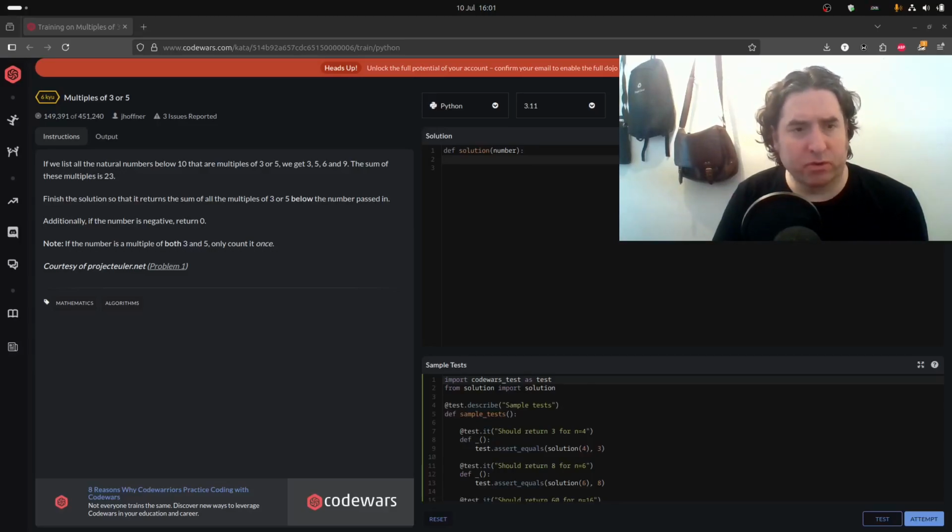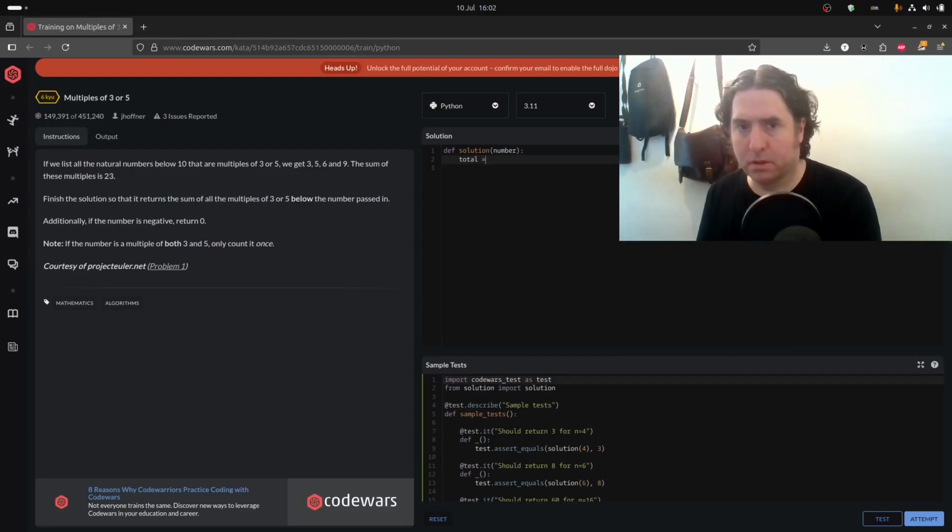If we list all the natural numbers below 10 that are multiples of 3 or 5, we get 3, 6, 9 and 5. The sum of these multiples is 23. Find a solution that returns the sum of all the multiples of 3 or 5 below the number passed in. Additionally, if the number is negative, return 0.